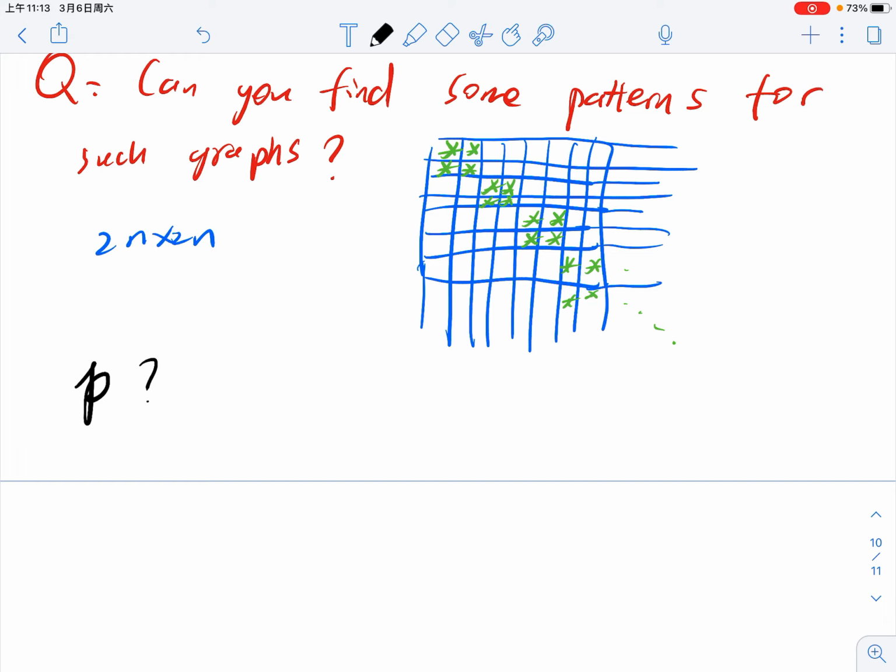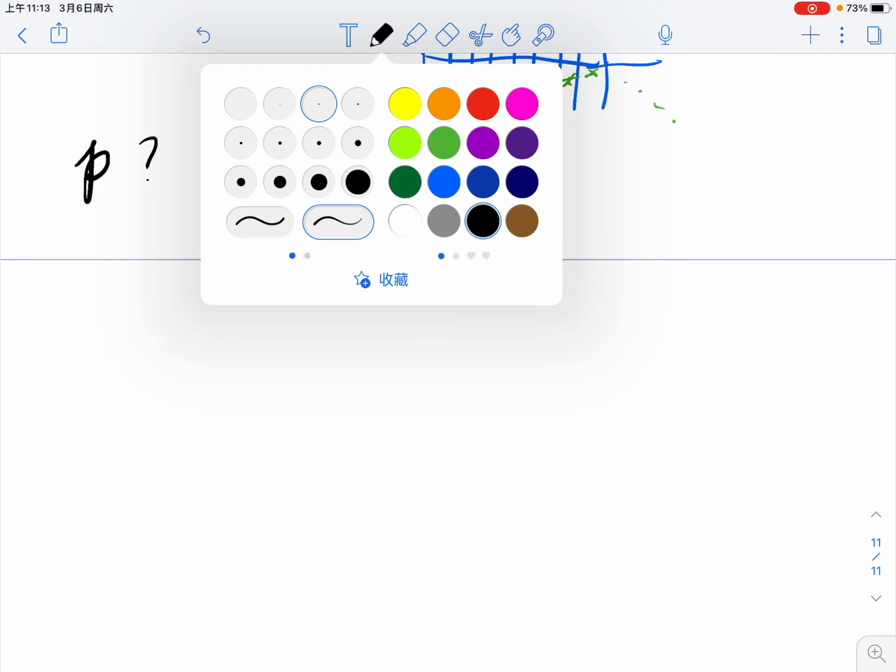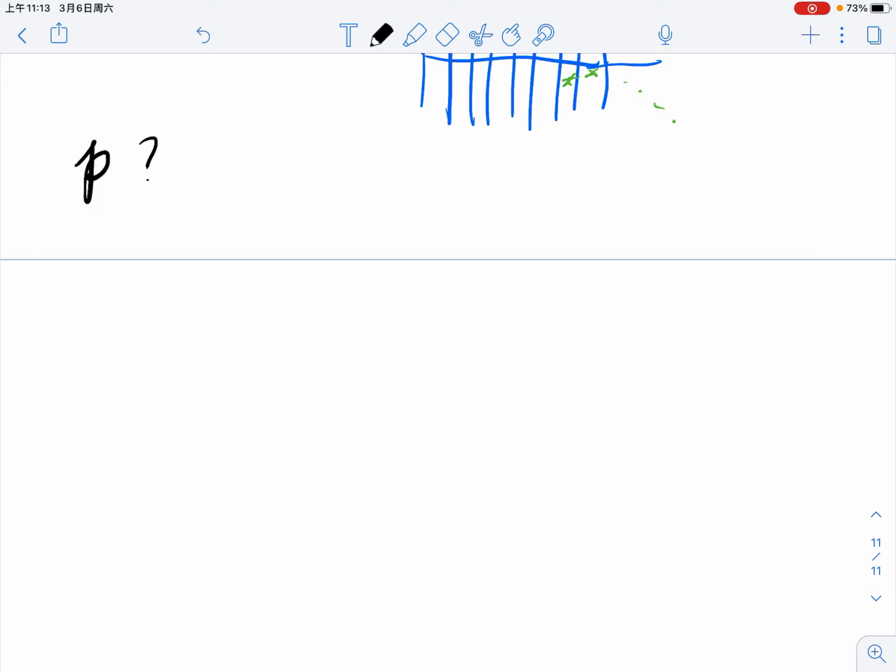I don't know the answer yet, so it's a good research problem. I shouldn't say research problem because probably people already know the number or already have some result, but it's a good exercise anyway.